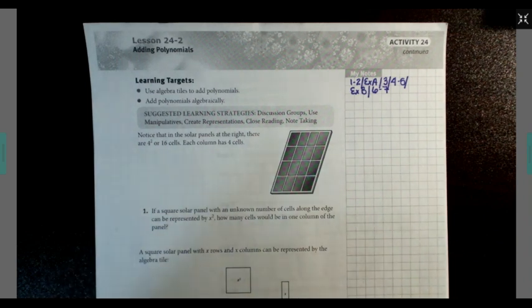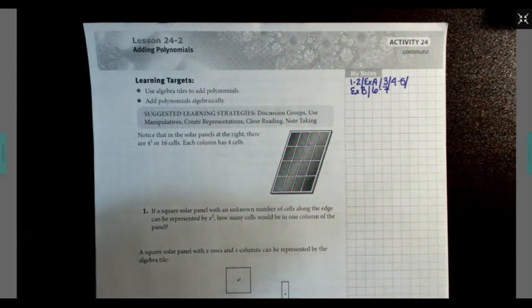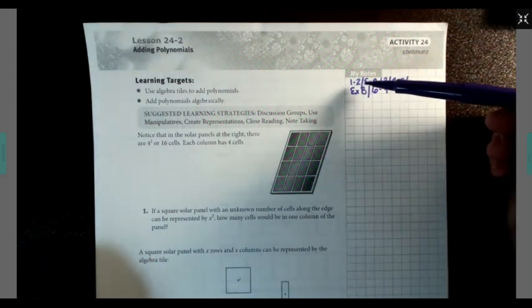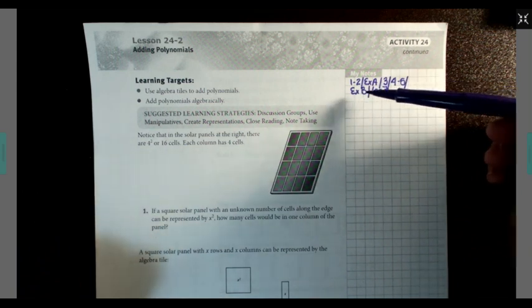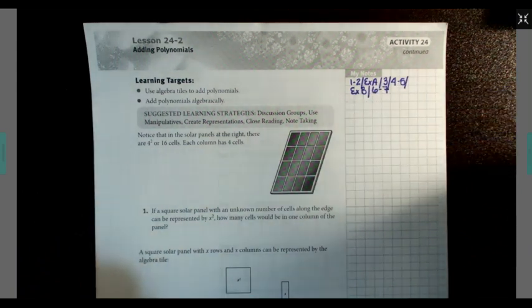Today we will be covering lesson 24-2 on adding polynomials. We will split this lesson into 6 separate sections. We will cover questions 1 to 2, example A, question 3, question 4 to 5, example B, and question 6 to 7.